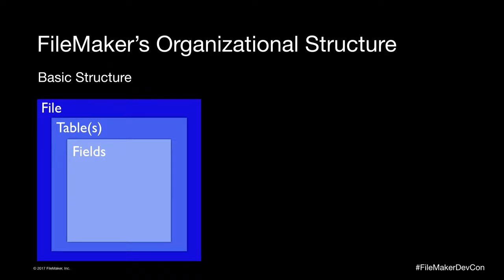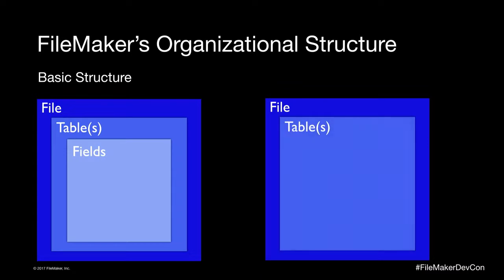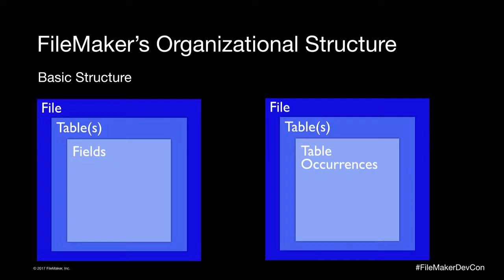But another way of looking at it is to say that we start with a file. Inside the file, there are tables. And on top of the tables are table occurrences. So these are references back to the table. These are the things that show up on our relationship graph. And then on top of our table occurrences, we have our layouts and our scripts and our calculations. So all of our layouts are sitting on top of table occurrences on our relationship graph, and our table occurrences on the relationship graph refer back to tables.